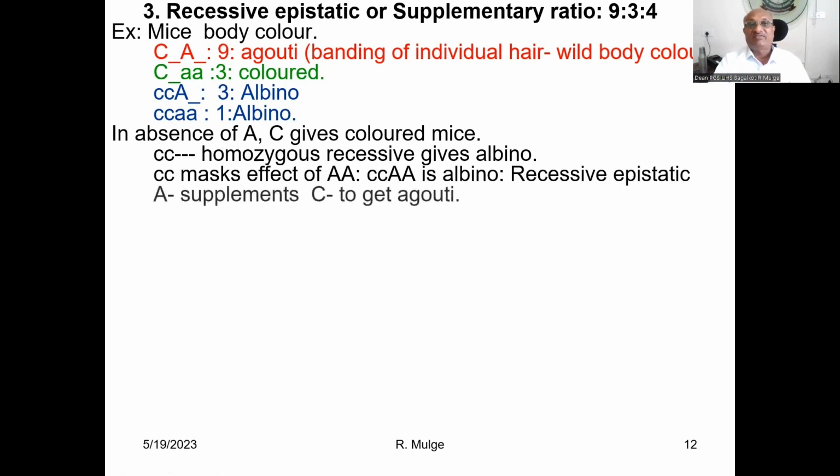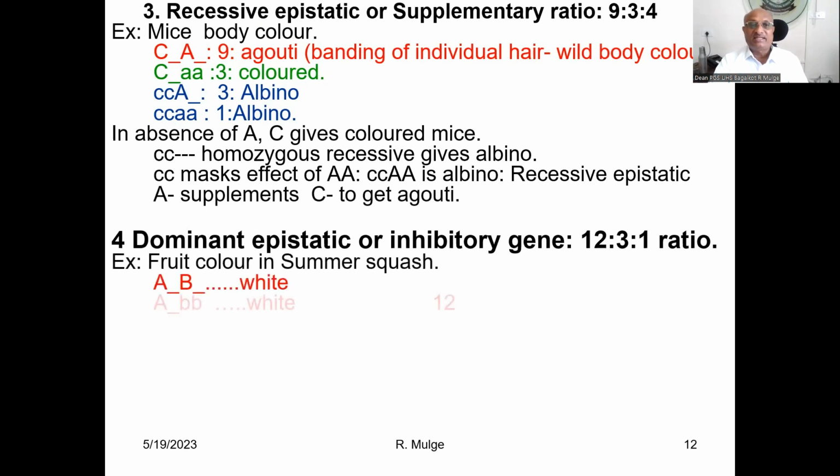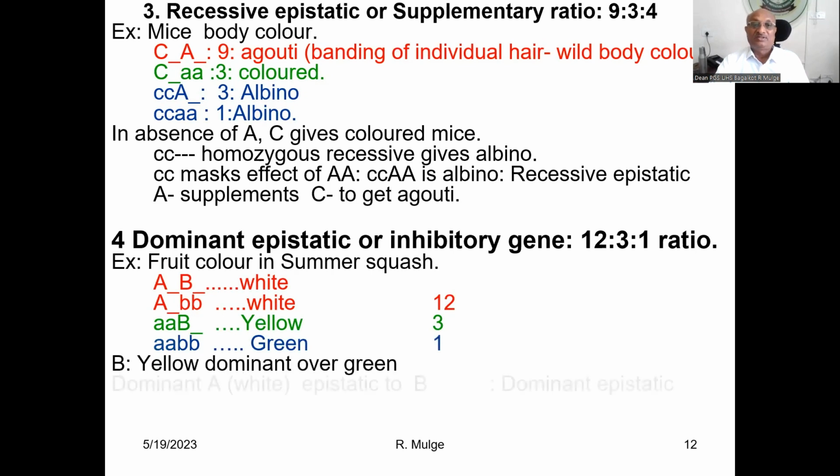So cc masks the effect of A, recessive epistasis. A supplements C to get agouti color. Okay, that's it. Then the fourth type of epistasis, I think you have learned it. I'm just refreshing your memory, or sometimes you may be under confusion. Dominant epistasis or inhibitory gene action.